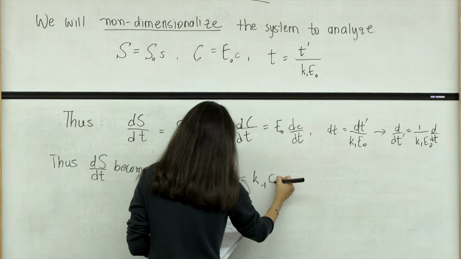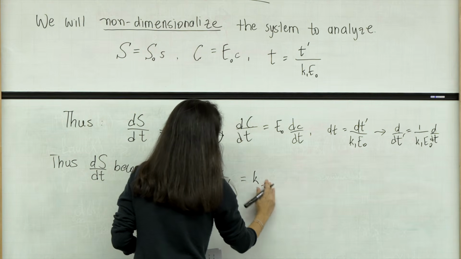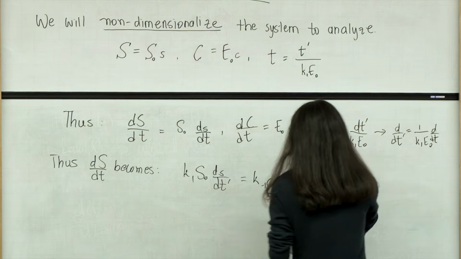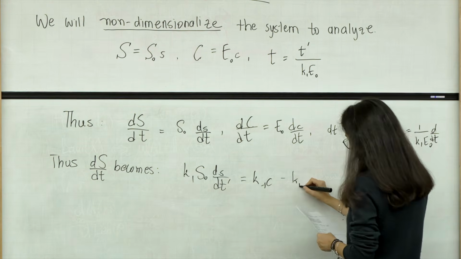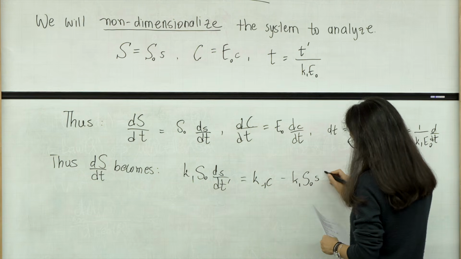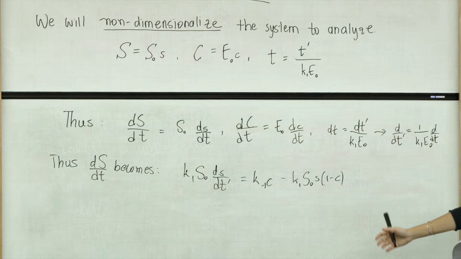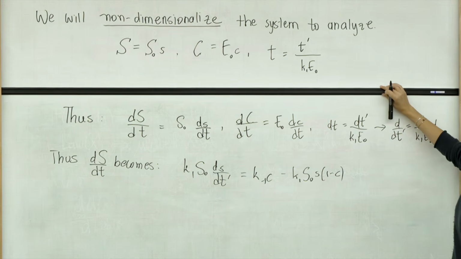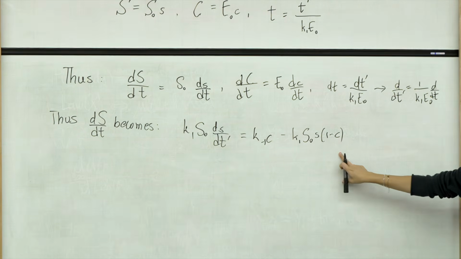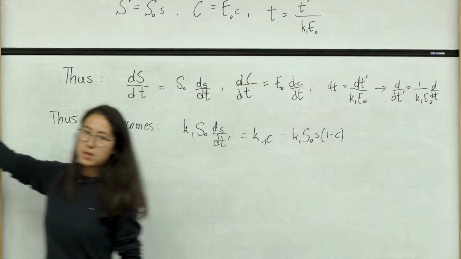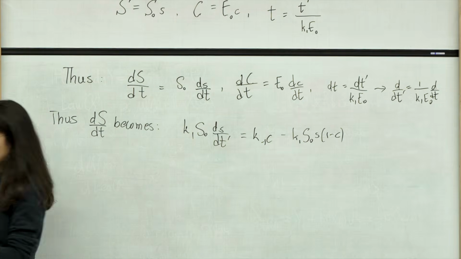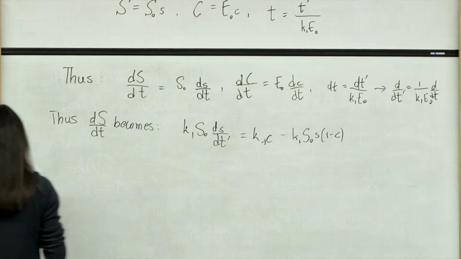k_{-1} c. This is little c. And then I have minus k_1 S0 s (1 minus c). I have some extra notes in the write-up that I will share with you later. OK, so this is how this equation becomes. We will do exactly the same with the second equation to write it in dimensionless form.